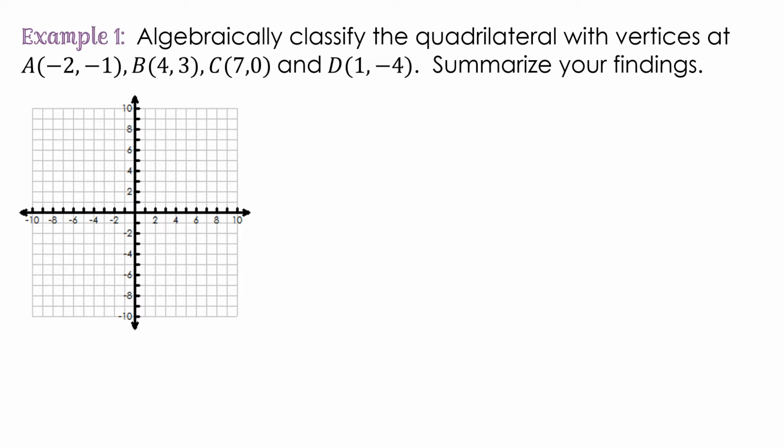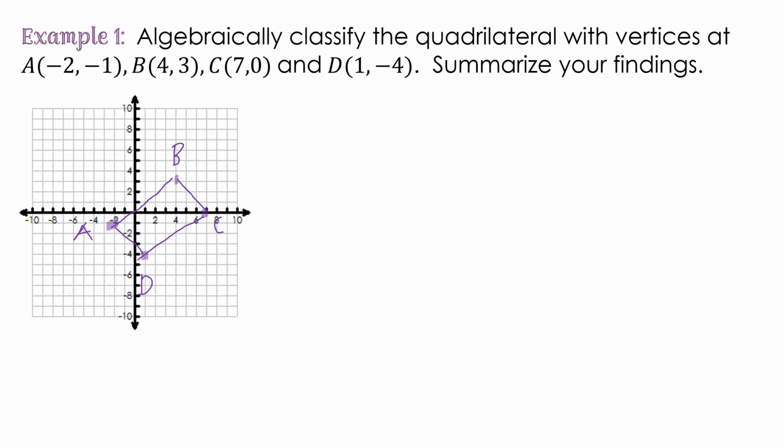A is -2, -1. B is 4, 3. C is 7, 0. And D is 1, -4. So now let me try to connect these. All right, so here's A, here's B, here's C, here's D. Connect, connect, connect, connect. Again, this isn't the best picture because drawing on this is not great, and if I were drawing this on paper, I would use a ruler. My sides would look a lot better, so I would have a better idea of what it looks like.